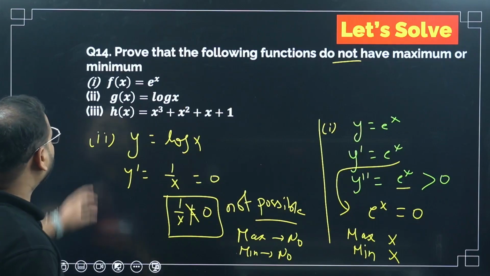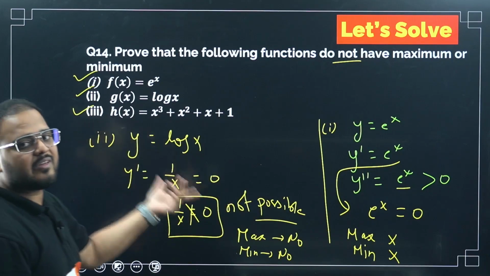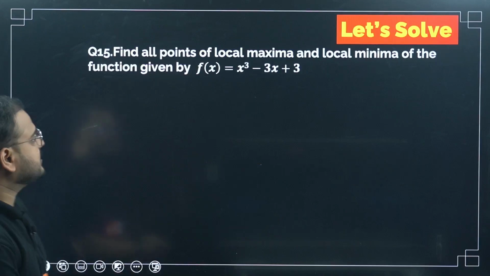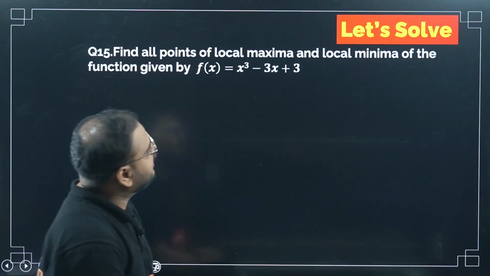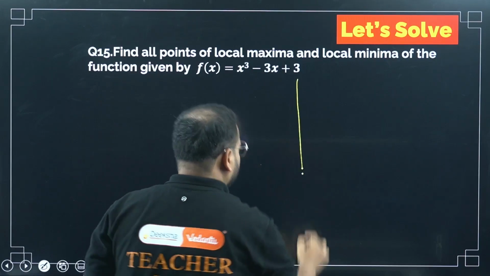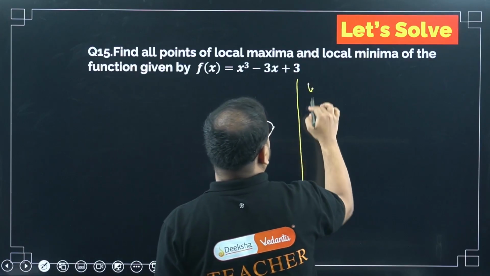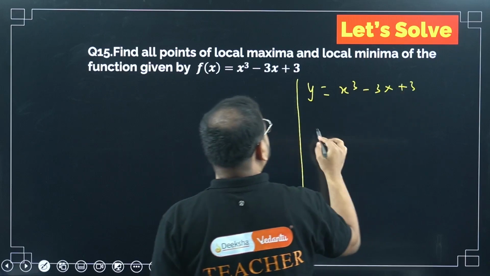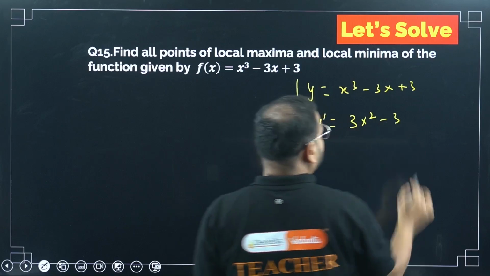Moving on. For all three functions, we proved that these functions do not have any critical points or any maxima or minima. I hope this is clear. Okay, moving on. Find all the points of local maxima and local minima for this function. Very good. We'll apply our entire approach in this. First thing is what? Derivative. y equals x cube minus 3x plus 3. y dash will be 3x square minus 3. Am I right?